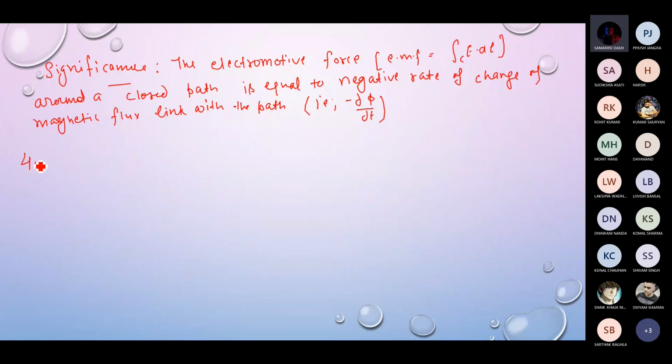This is the significance of Maxwell's third equation. Similarly, the fourth one, Maxwell's fourth equation, is del cross H is equal to J plus dD by dt, where H is the magnetic field strength, J is the current density, and D is the displacement vector.